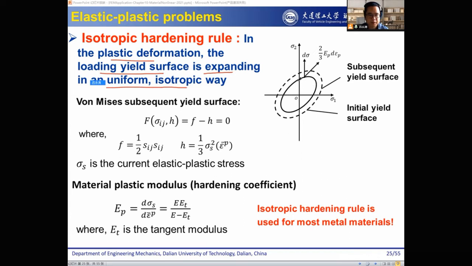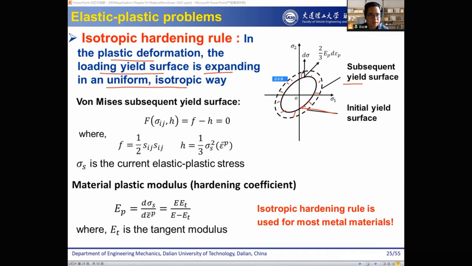So we see here, this is our initial yield surface, and then the dotted line is the subsequent yield surface. We can say the subsequent yield surface is expanded uniformly, which means the distances are the same, in a uniform and isotropic way. Therefore, the material has gone through an isotropic hardening procedure.